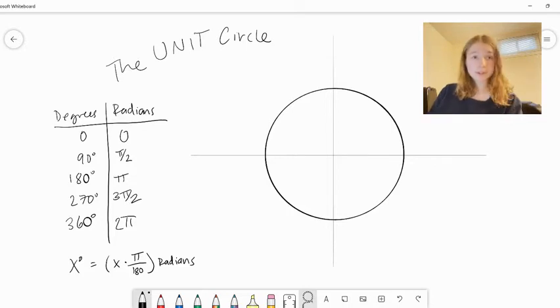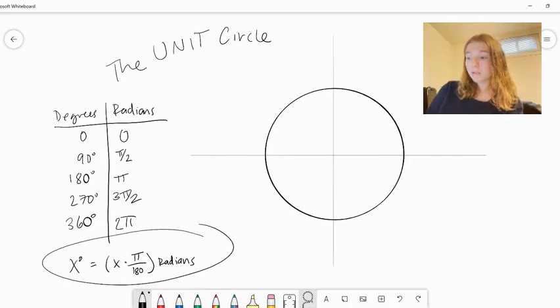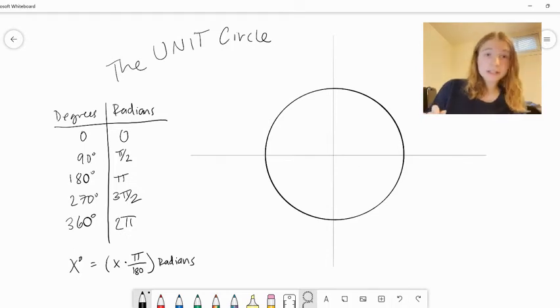Now, before we talk about the unit circle itself, we're going to talk about degrees and radians. Degrees and radians are both units of measurement that measure the same thing, the size of an angle. You might be more familiar with degrees, but when we're talking about the unit circle, we're going to primarily be using radians. It's a pretty simple conversion from degrees to radians. You just take the degree and you multiply it by pi over 180, and then you get the number of radians.